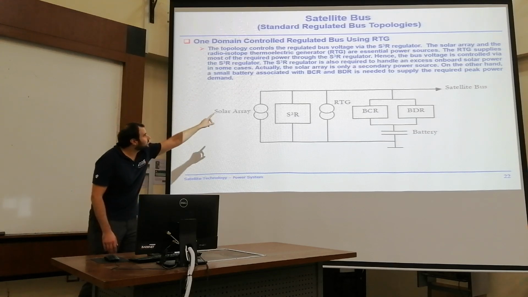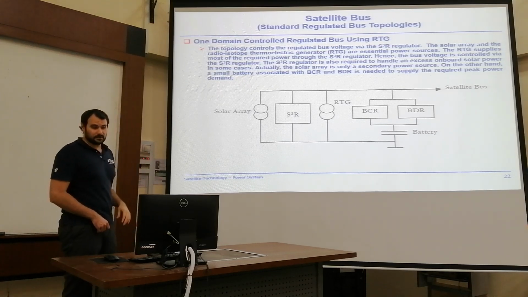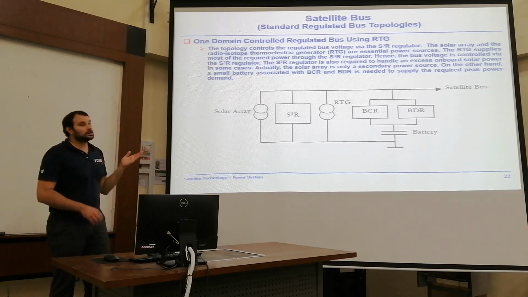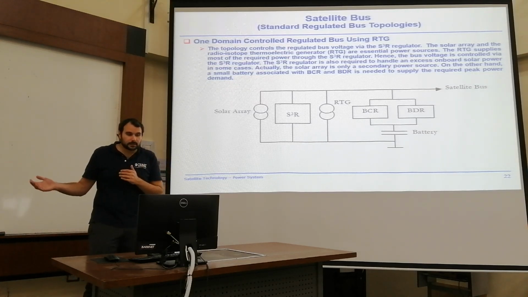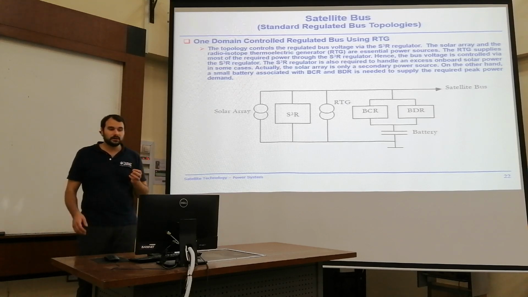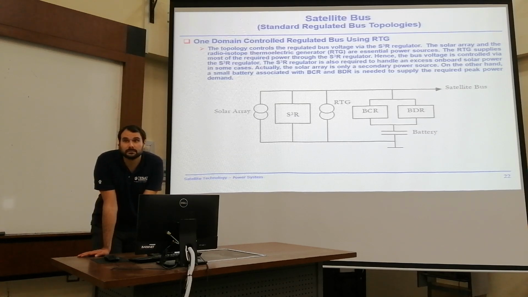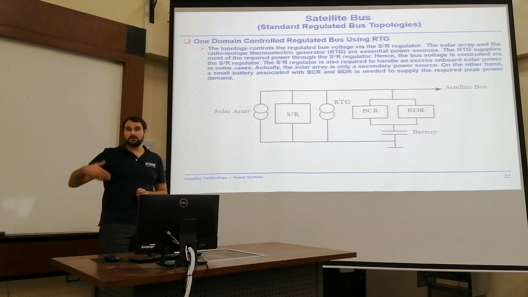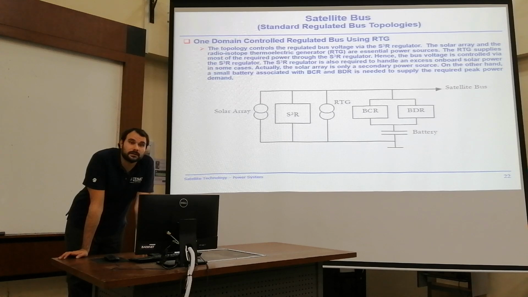And the SGR regulator is also required to handle any excess onboard solar power in some cases. That means that the solar array is only a secondary power source. That's the result of it, if you think about it. On the other hand, a small battery associated with BCR and PDR is still needed to supply the required peak power on demand. Now, since we talk about a nuclear battery, it's not so easy to just increase and quickly decrease the power generation of this unit. It's more like a static baseline can be supplied.